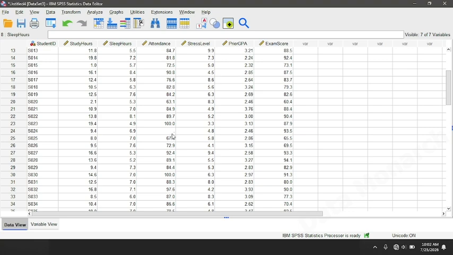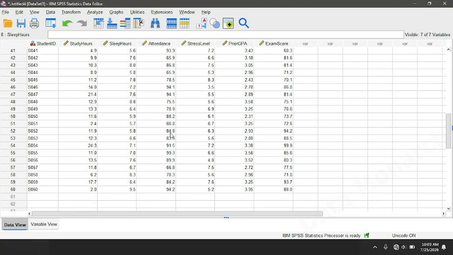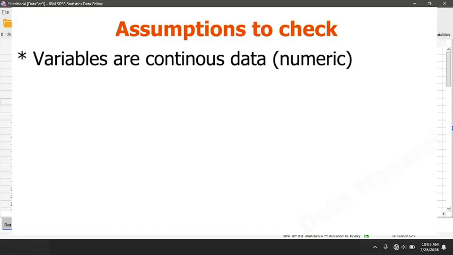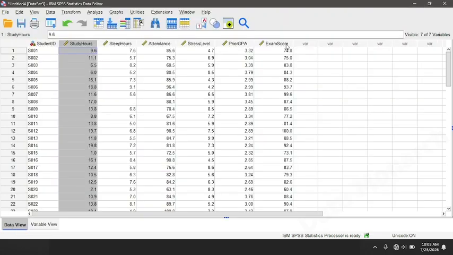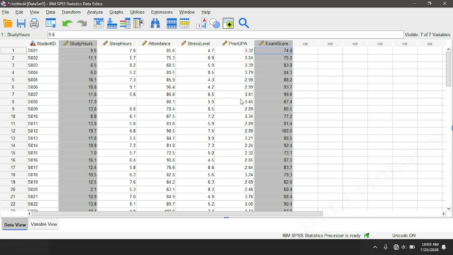Before running the actual test, we need to check that Pearson correlation is even appropriate here. And these are 4 things to check. The first thing to check is to ensure that both variables are continuous data. And as you can see, both the study hours and the exam scores are continuous data, which is good. So you can proceed to the next assumption.